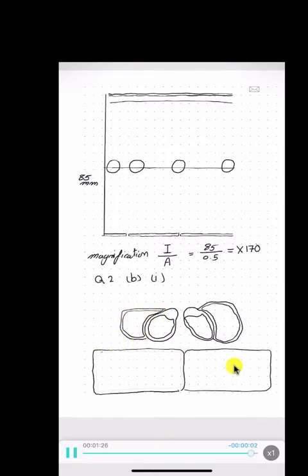Then he asks for the drawing of the upper epidermal cells, which should be wider and thicker than the lower epidermal cells, with the cell wall. This is the answer for question 2 in the homework.